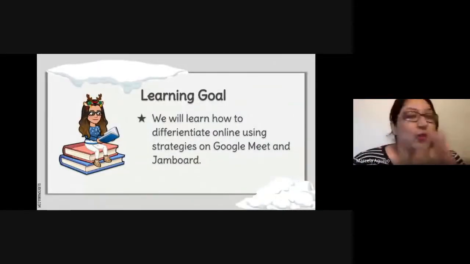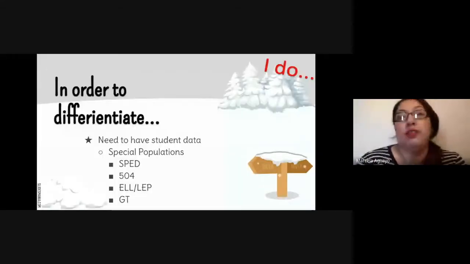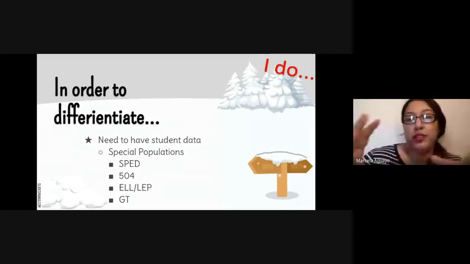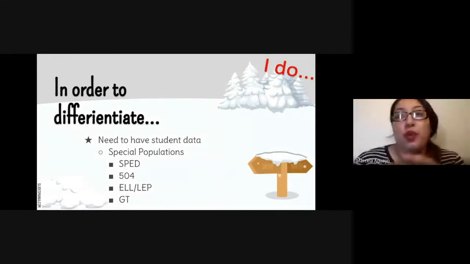And our learning goal, just like with the students, I would tell them, we're going to learn how to differentiate online using strategies on Google Meet and Jamboard. So in order to differentiate, and as you can see, I actually put the I do part. I know right now when we're having walkthroughs or even instructional teams, you're looking to see how teachers instruct online. So you're looking for the I do, the we do, the you do. So right now, I'm modeling, I'm doing my mini lesson. So we need to know our special populations because we need to make sure we're focusing on those groups that they're growing. All students need to grow, but we really do need to hone in on these special pops.